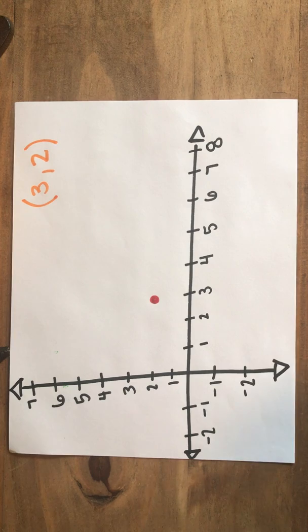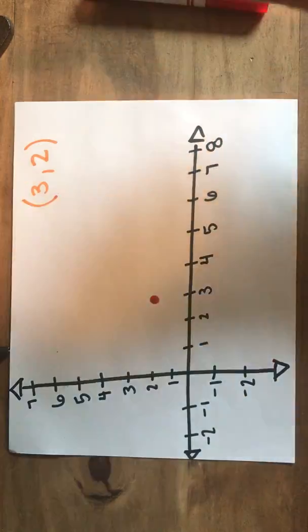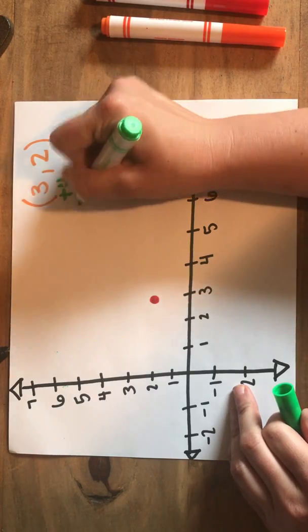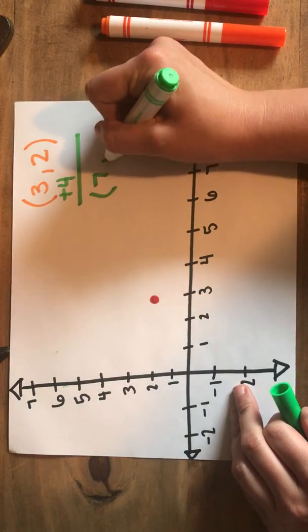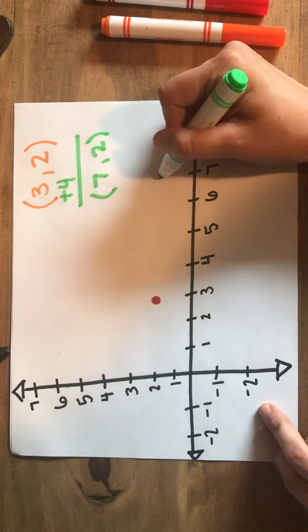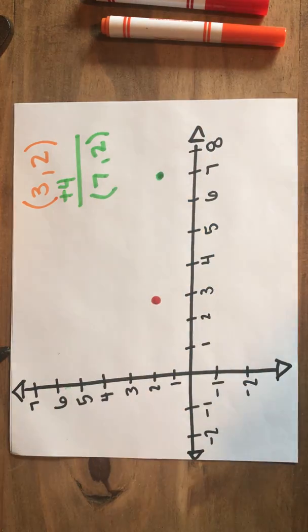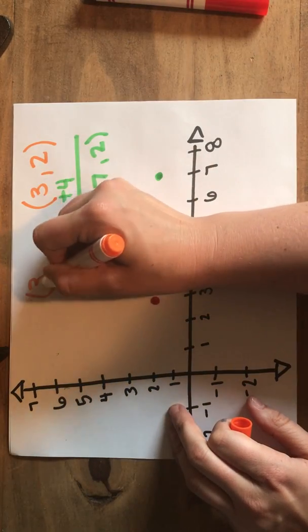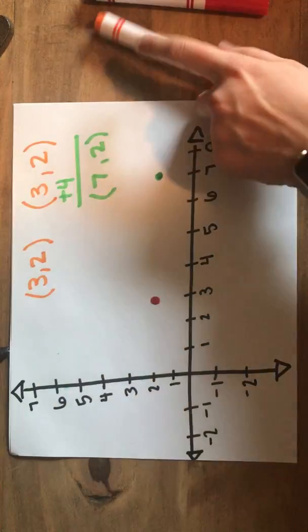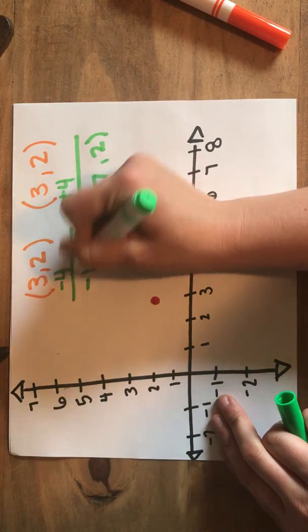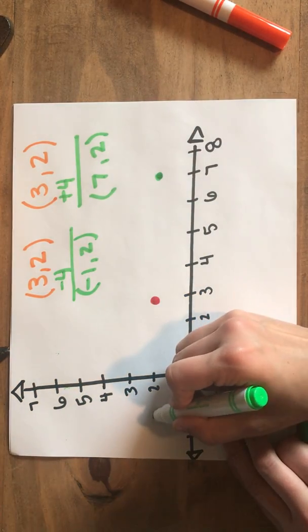So in order to find the point to the right of 3, 2, we're going to add 4 to the 3 right there. And we're going to have the point 7, 2. So if you come over 7 and you go up 2 right here, we're going to have that point right there. Now, to go to the left, we have our point 3, 2, and we're going to subtract 4, giving us a negative 1, 2. So now we have negative 1, we're going to go up 2.